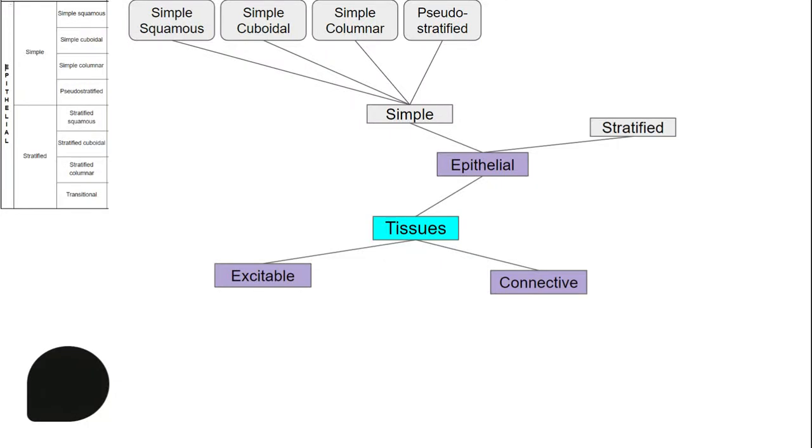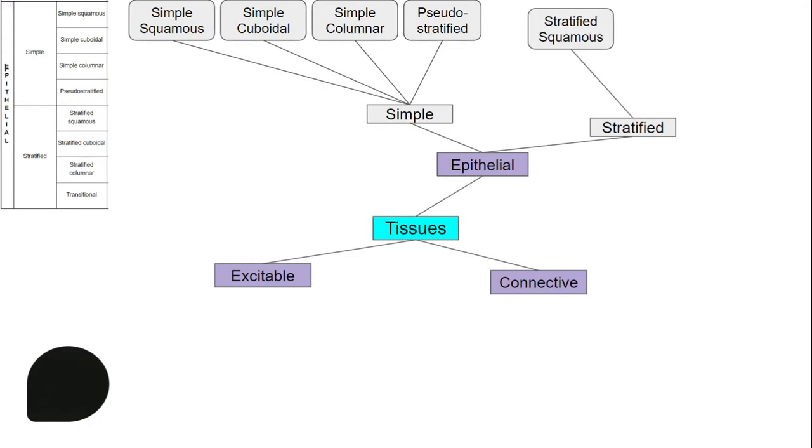And then kind of that interesting one called pseudostratified, which we find in our respiratory system. It looks like it could be stratified or layered, but it's not. If you look carefully, it is still one cell layer thick. So those are simple epithelium. Let's look at stratified.